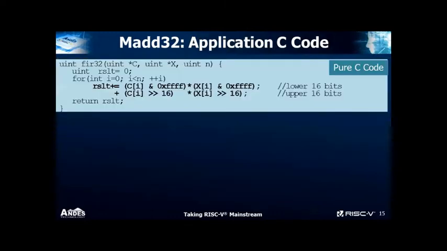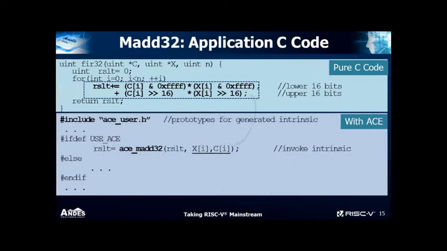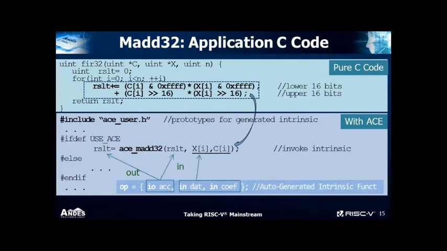Updating the application C code is very easy too. The designer first finds the bottleneck of the code and includes a header file in the C application. Then replace the C code with the auto-generated intrinsic function from ACE. And the designer can use the macro USE_ACE to switch and cross-check the performance improvement with and without the ACE instruction.